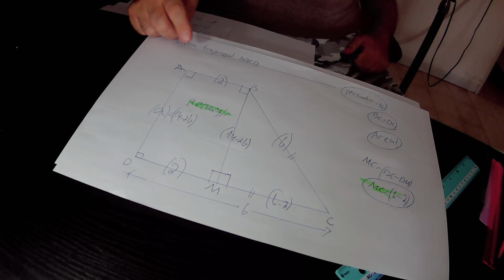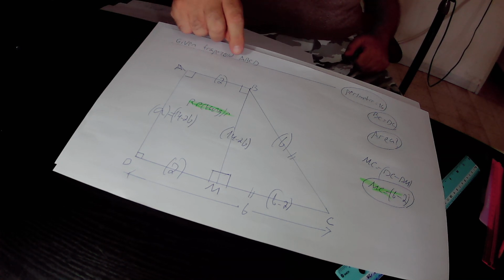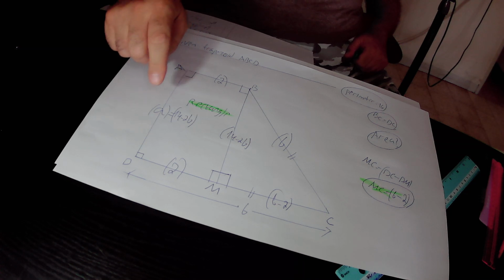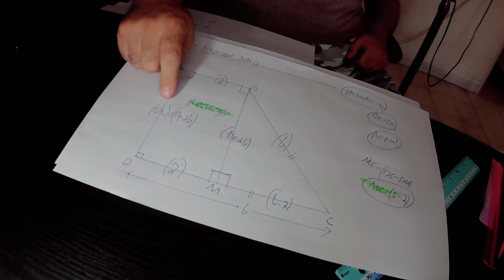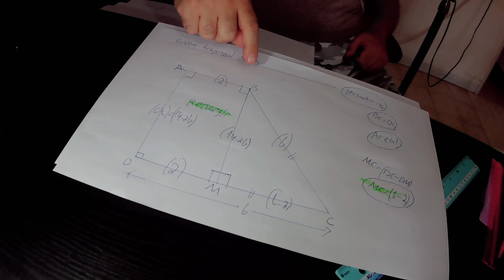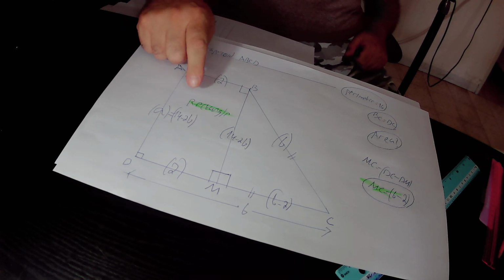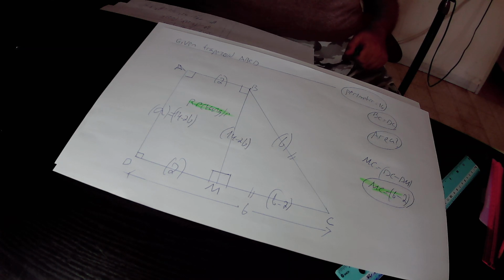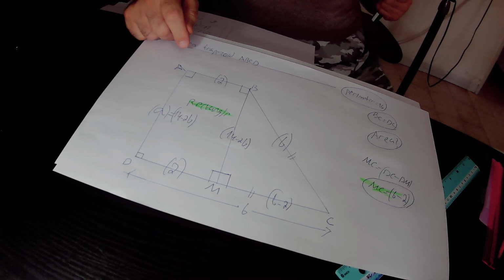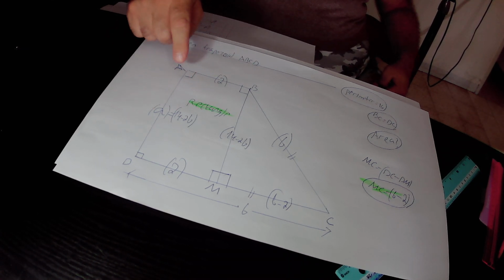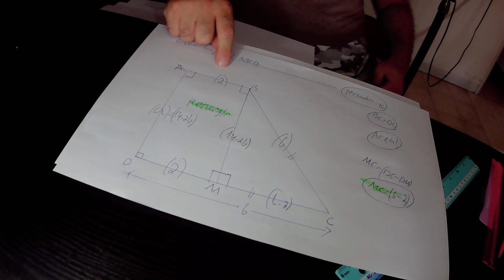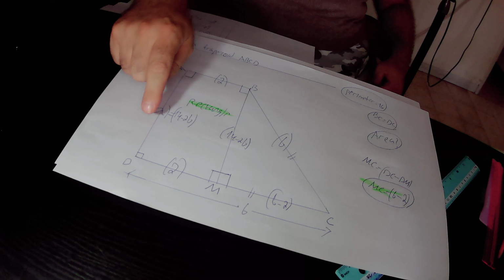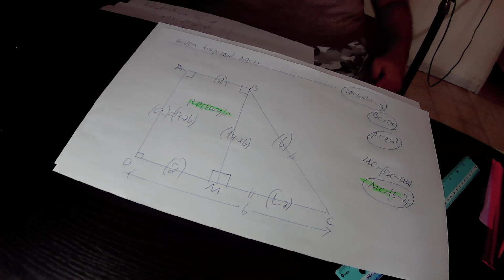But we know that the opposite sides of a rectangle are equal to each other. So in rectangle ABMD, side AD must be equal to the opposite side BM. But AD equals 14 minus 2B, therefore the opposite side BM must also be equal to 14 minus 2B. Likewise, in the same rectangle ABDM, side AB must be equal to the opposite side DM. But AB is 2, according to what is given in the equation, therefore the opposite side DM must also be equal to 2 units in length.